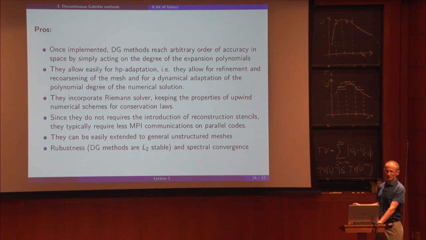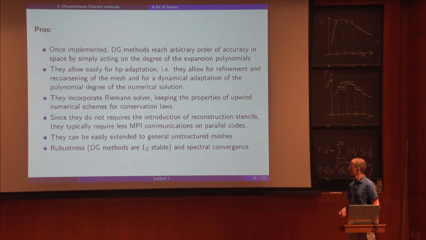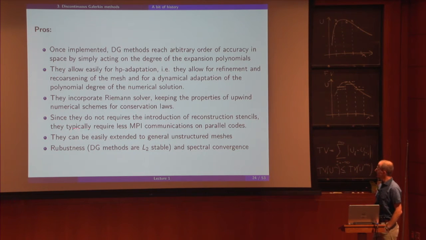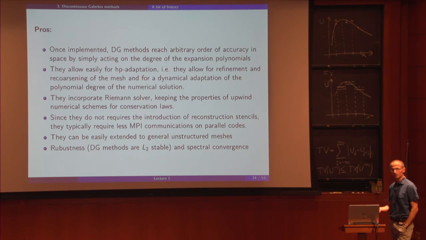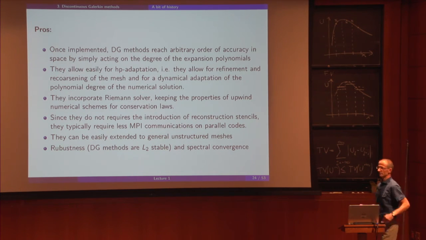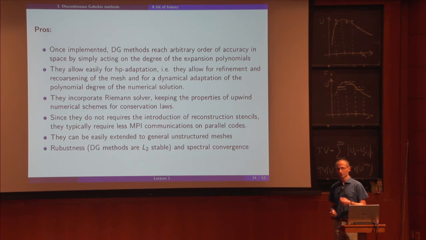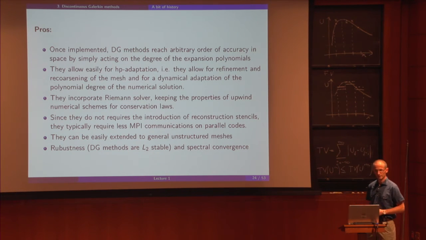They incorporate Riemann solvers, so they keep the properties of upwind conservative numerical schemes as we wish, and shock capturing. And because they do not require the introduction of stencils or reconstruction stencils, they also imply a reduced amount of MPI communication in your code. You don't have to transfer data from one cell to another. This is important.